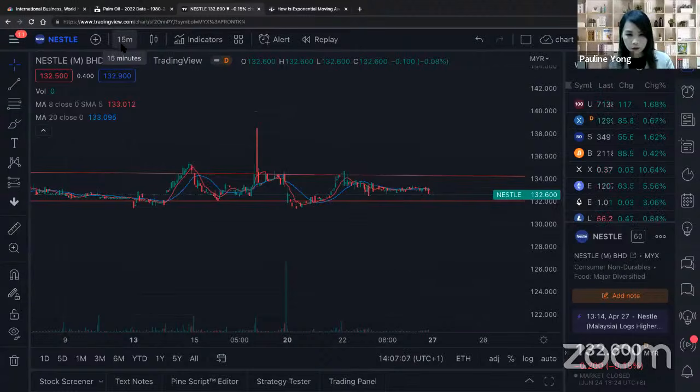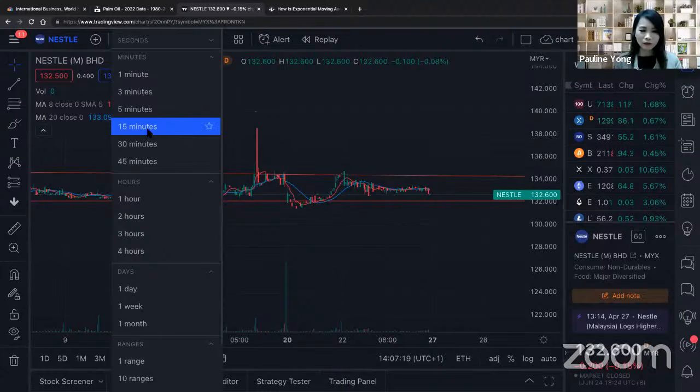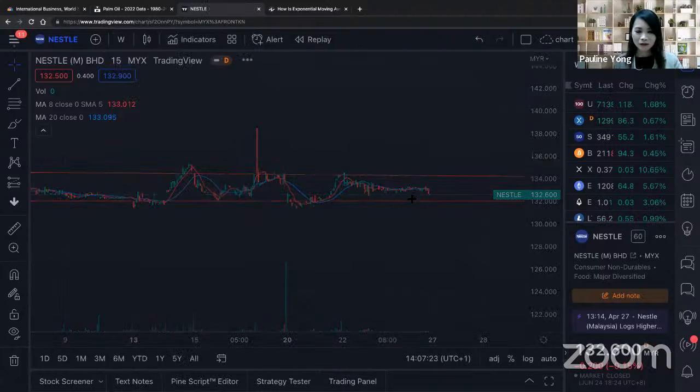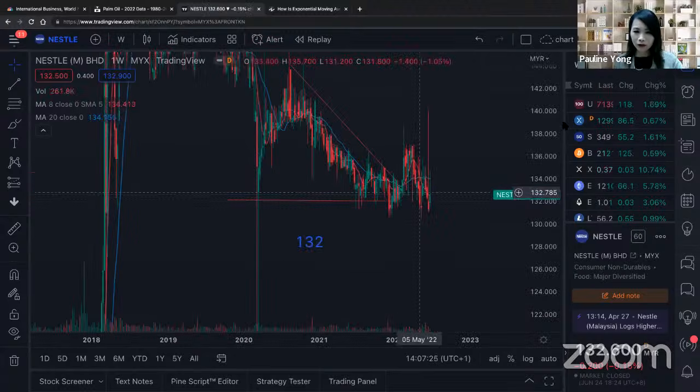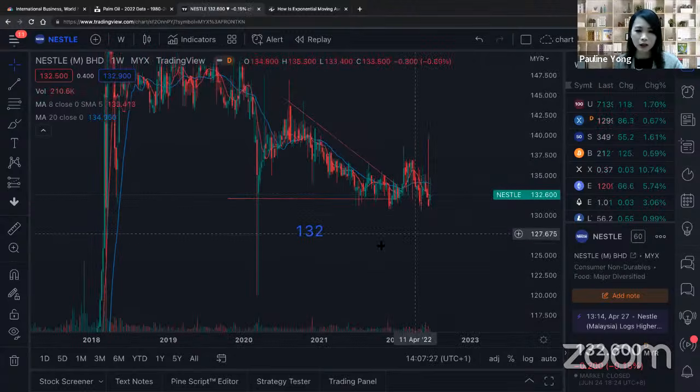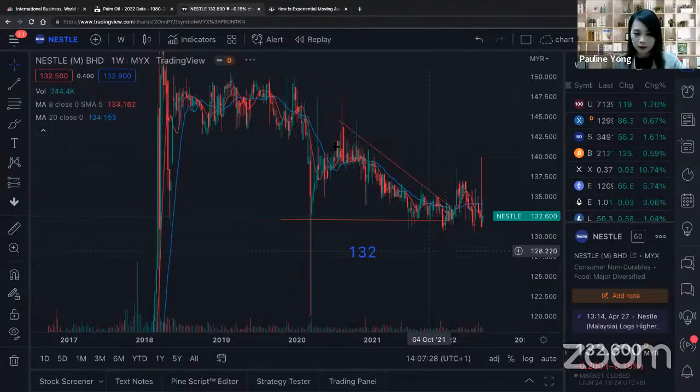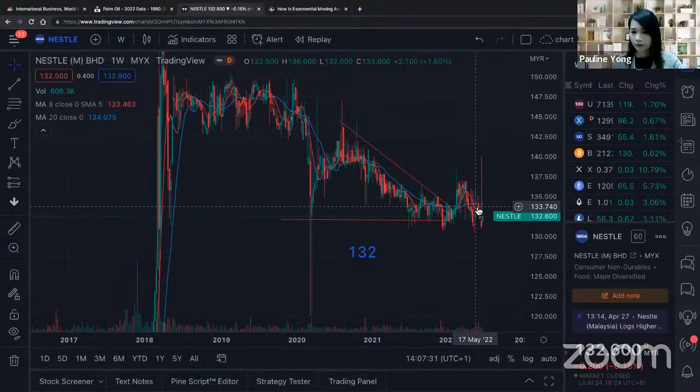Do you want to trade for short term, medium term, or long term? If you're a long-term investor, don't bother to look at that 15-minute chart. Go for the weekly chart, or at least the daily chart. Then you see what the trend is.